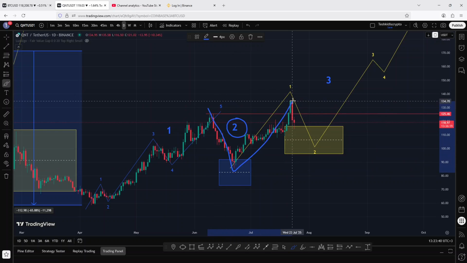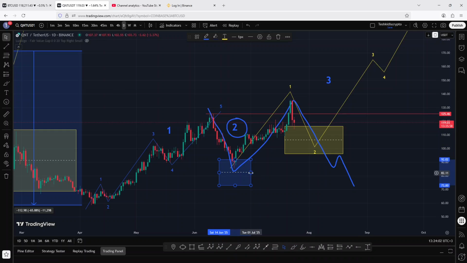Then we can term that as an overshooting wave B, and we can easily get one more new low in case we break out of that yellow target area to the downside, back into this blue target area down here, which was the minimum pullback target area for that second wave. And the blue target area lies between the 73 USDT mark and the 92.02 USDT mark.